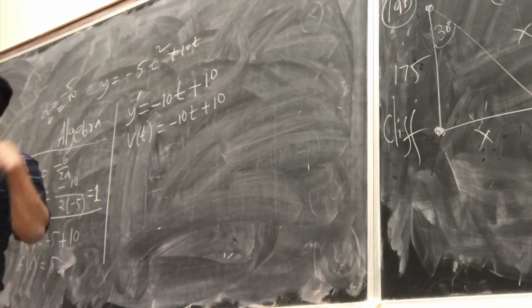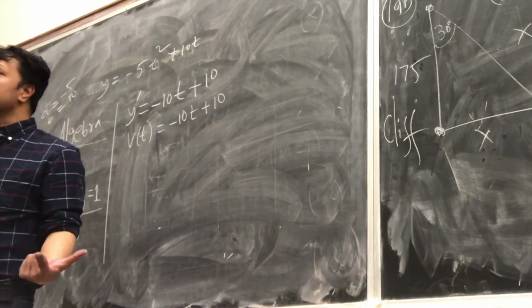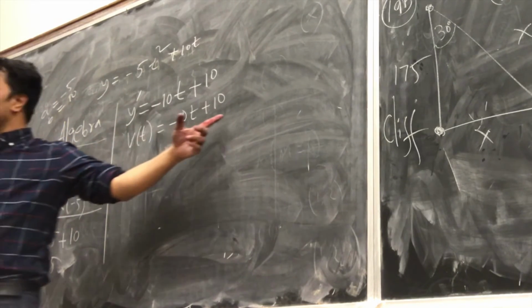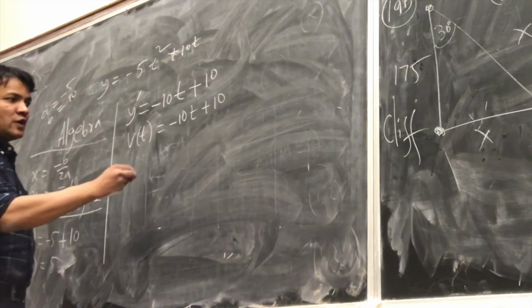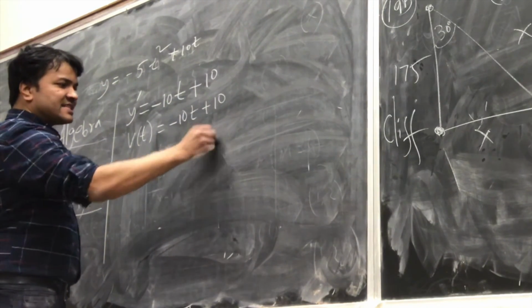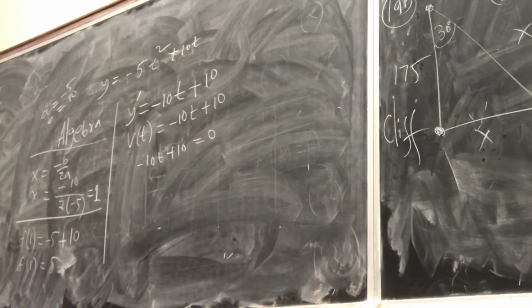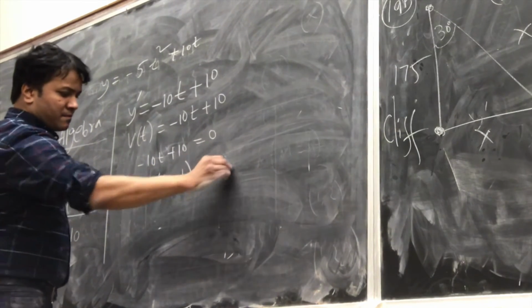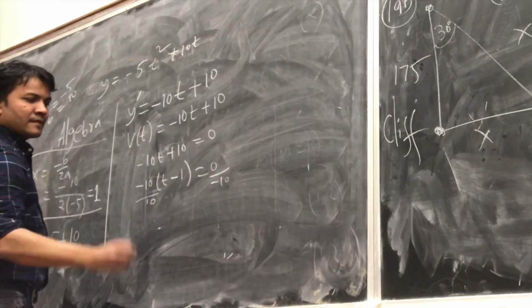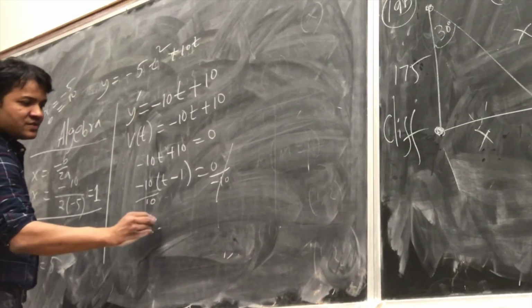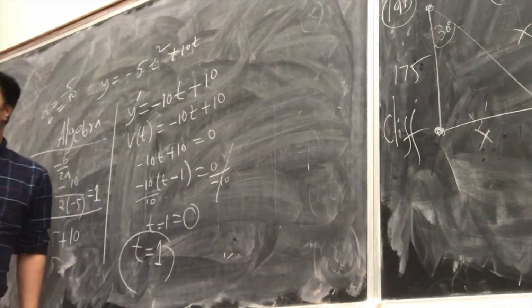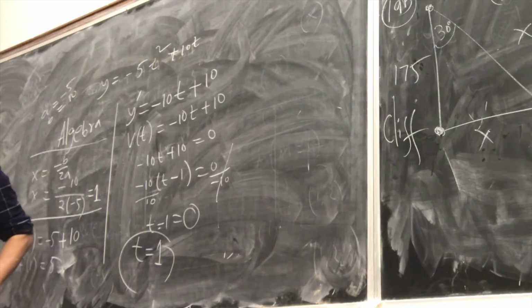In the back of our mind, we see the geometry, and we see that we have to deal with when the velocity is 0. So minus 10t plus 10 is 0. Does that make sense? Then we get negative 10t equals negative 10. Divide both sides by negative 10, and t is equal to 1. Now you know what time it hit the maximum height.